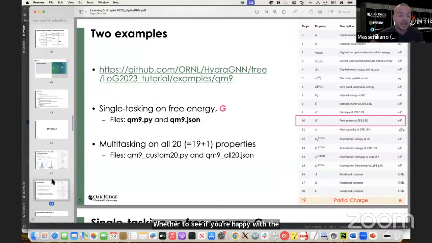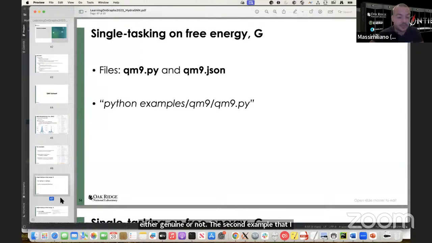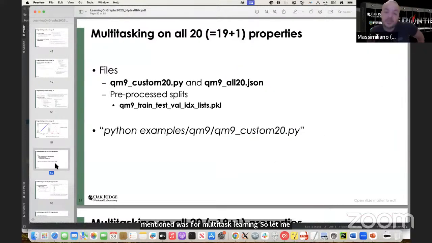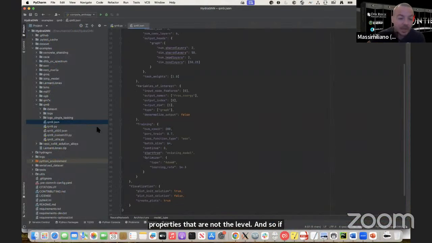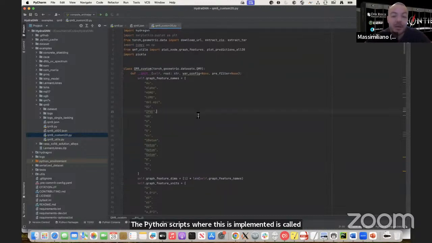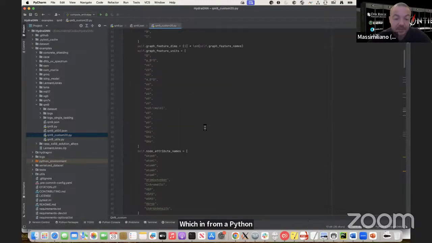The second example that I mentioned was for multitask learning. So let me go here. As I mentioned earlier, for the multitask learning, we wanted to illustrate the capability not only for the model to predict multiple properties, but also to juggle simultaneously between properties that are graph level and properties that are node level. If we go into the code, the Python script where this is implemented is called qm9_custom_20. Here we built our own customized version of the dataset, which inherits from a PyTorch Geometric dataset class.